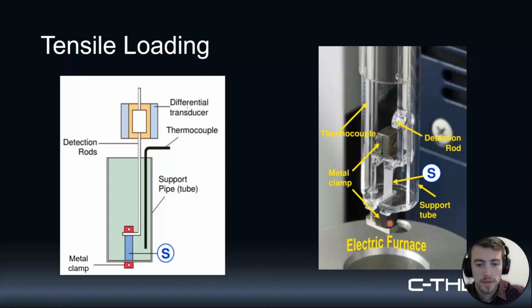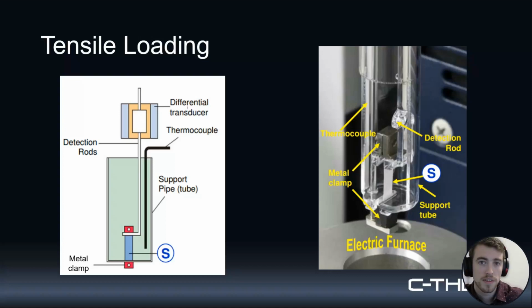There are these metal clamps which hold the thin film, and then it's in this detection rod right here, which moves up and applies a constant tensile load. As the film expands or contracts, the detection rod will move up and down to keep the load constant. So we set the load and it will stay at the same tensile force over the entire time. And when it moves up and down to keep the same tensile force, that's how it measures the expansion.